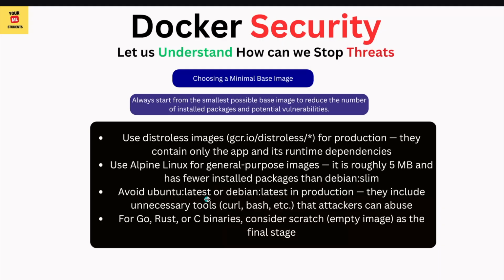Avoid Ubuntu latest or Debian latest. Avoid the latest tag in production. They include unnecessary tools like curl, bash, etc. that attackers can abuse. For Go, Rust or C binaries, consider the scratch empty image as the final stage. So these are the steps that you need to follow. Choose a minimal base image.